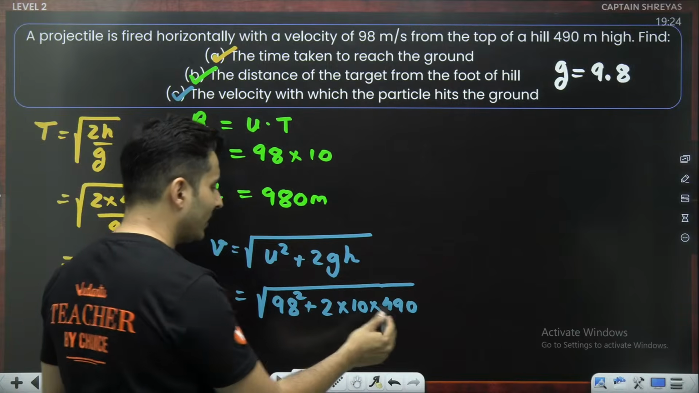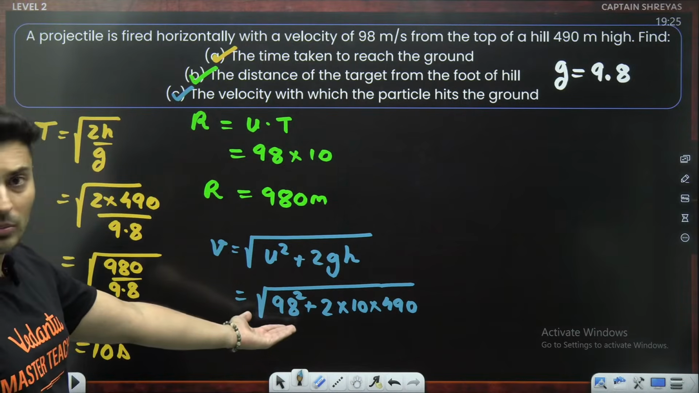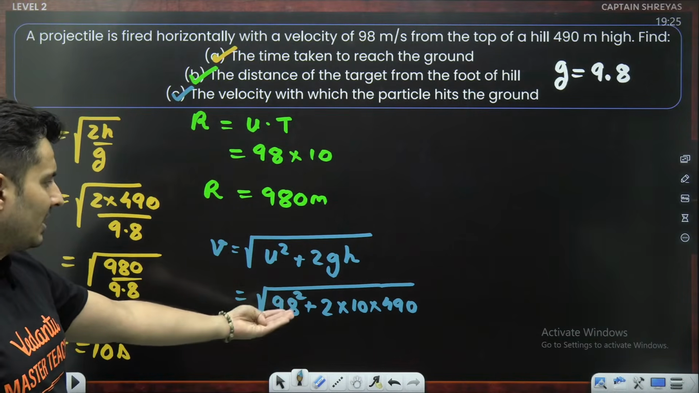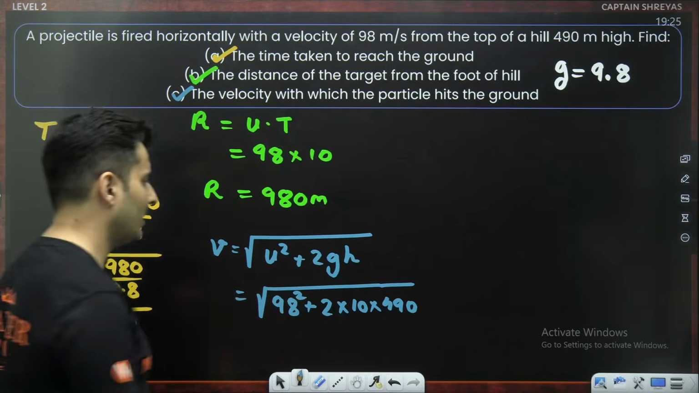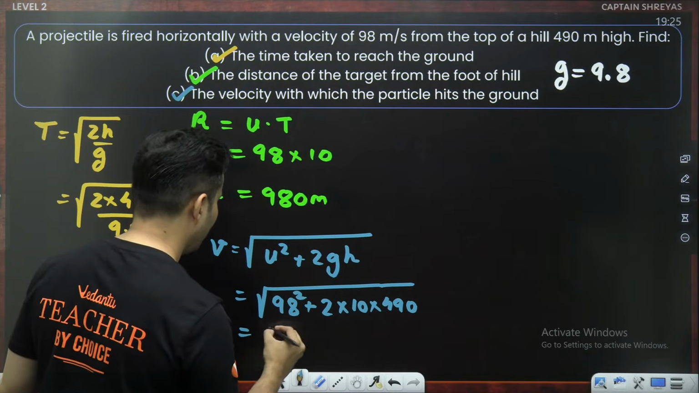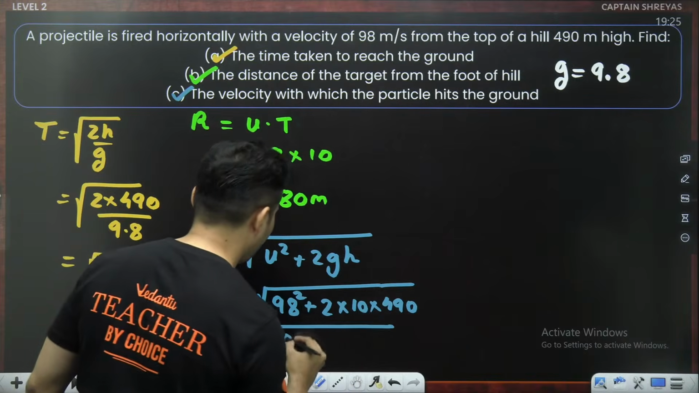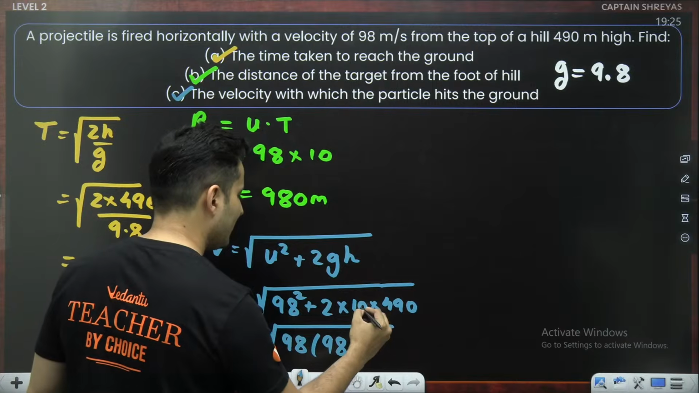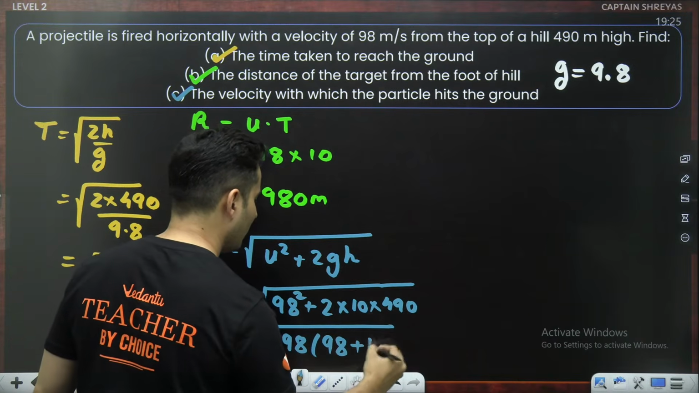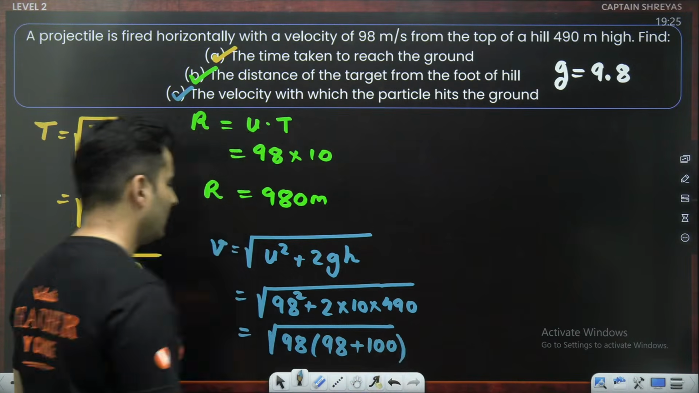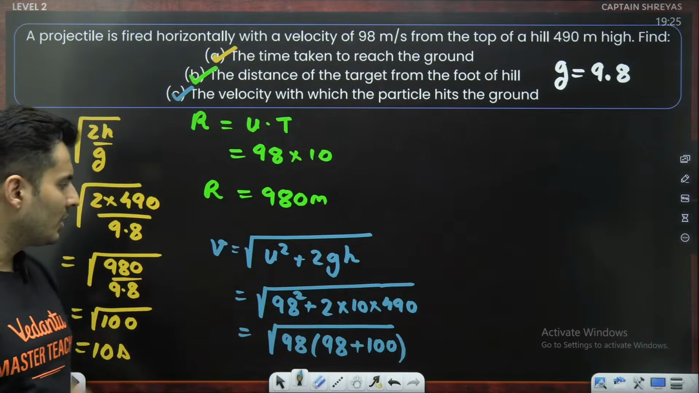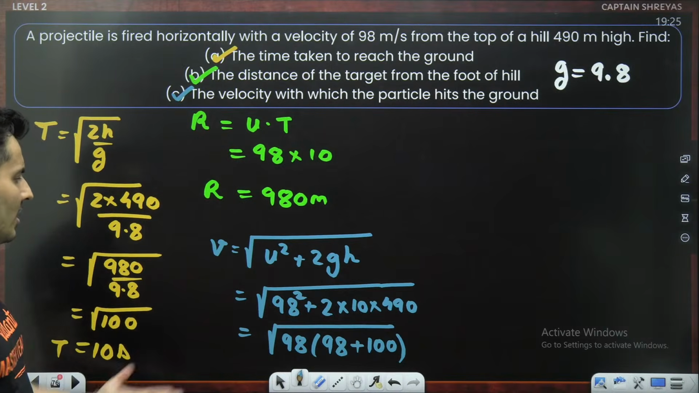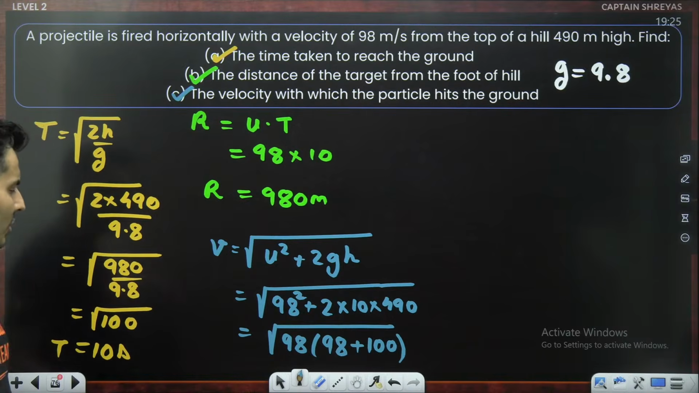So 490 into 2 is basically 49 into 2, which is 98. So we can see 98 is again common over here. So this will be something like 98 and 98 plus. You will see this is 10 here, 10 here. This is nothing but 100. Yep, perfect. So this is what you will get as the answer.